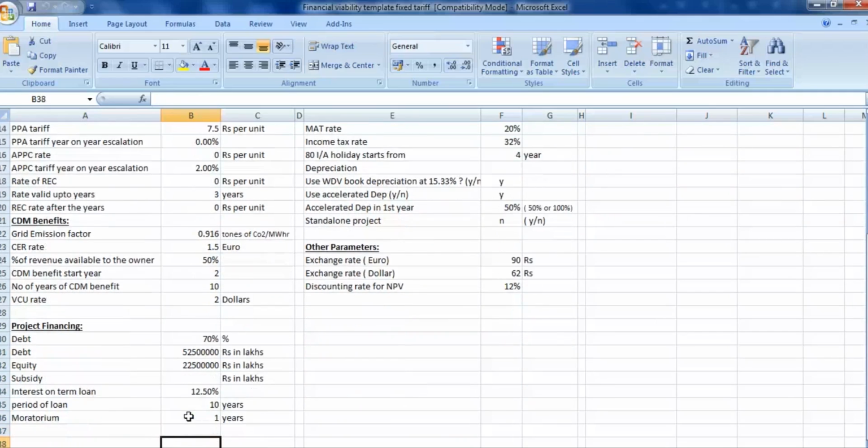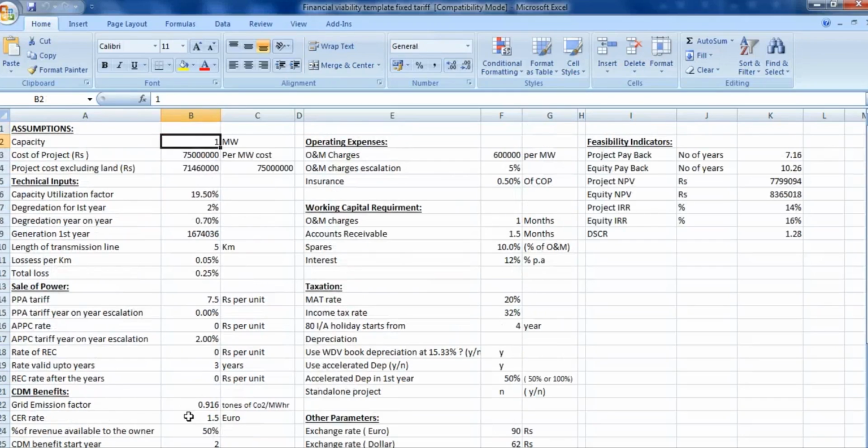Now we come to project financing. Debt has been considered approximately 70% of the total cost of project. So equity is 2.25 crores per megawatt, and interest on long term loan has been considered 12.5%, and the period of loan is 10 years with a moratorium period of 1 year, during which we need not pay any principal amount, only the interest has to be paid.